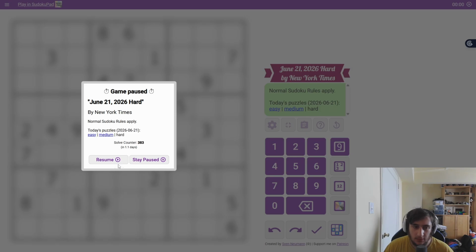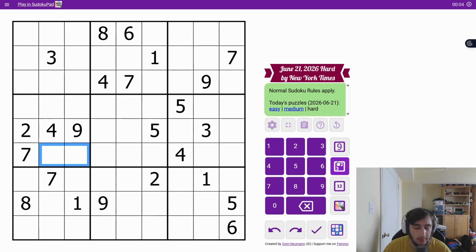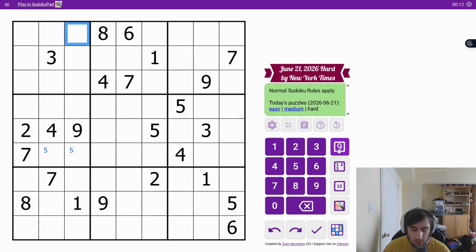All right, let's start. We have a 5 in one of these two squares. 7 in this square.